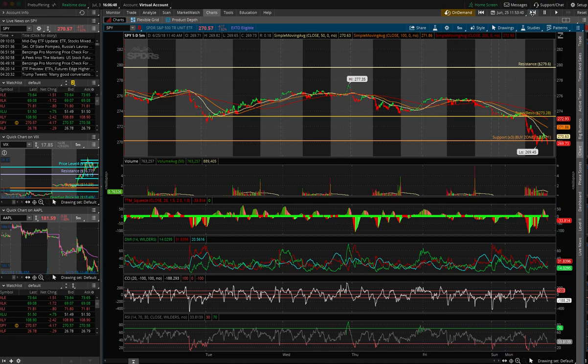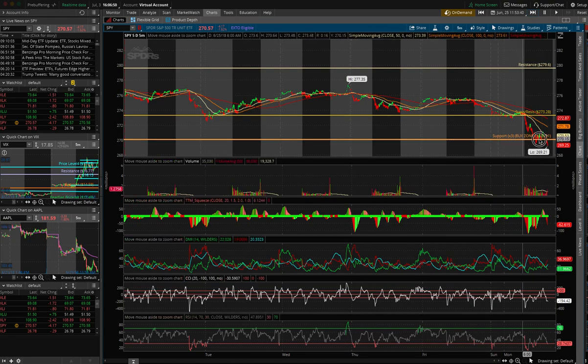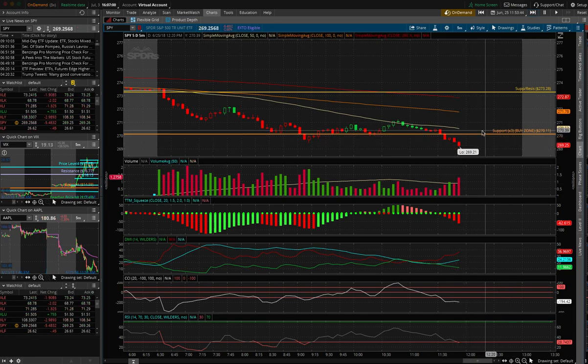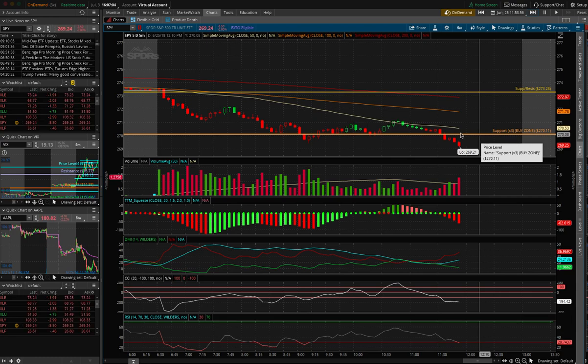And it broke through. So it broke through and it went lower. But you're not worried because you know that this support is not going to get broken on the first try, because it's major support.